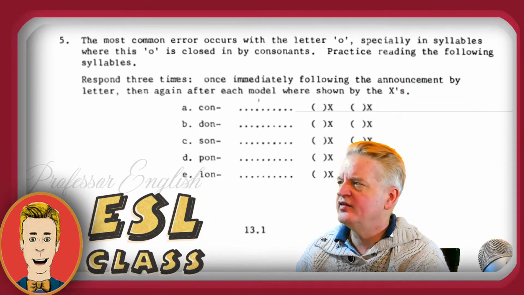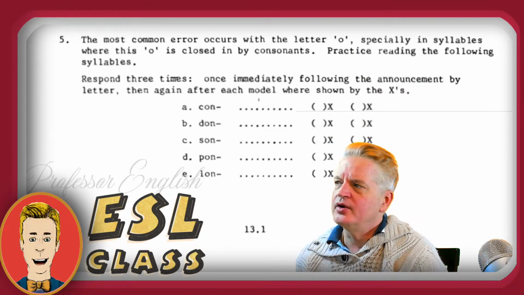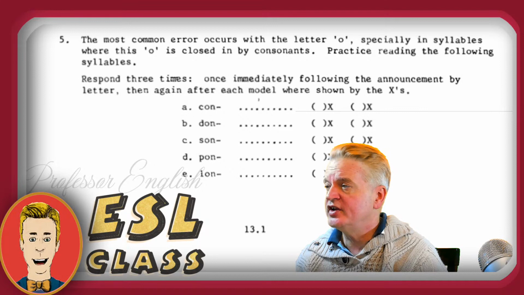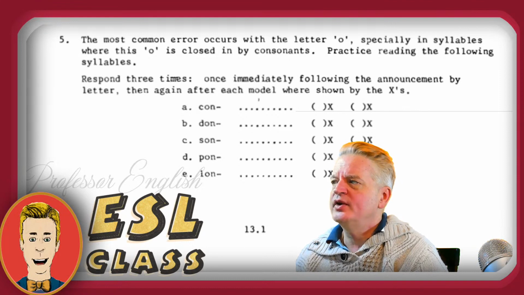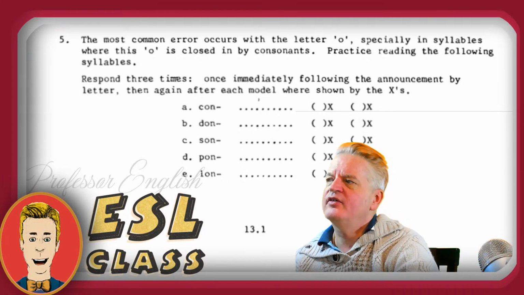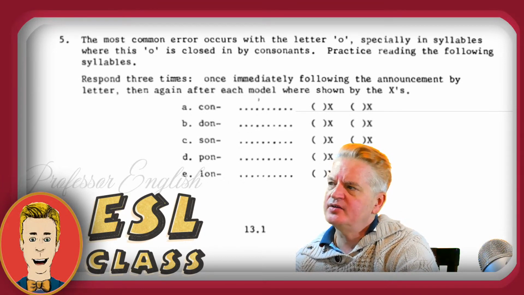So here's number 5. The most common error occurs with the letter O, especially in syllables where the O is closed in by consonants. Practice reading the following syllables. Respond 3 times immediately following the announcement by letter. Then again, after each model shown by the X.